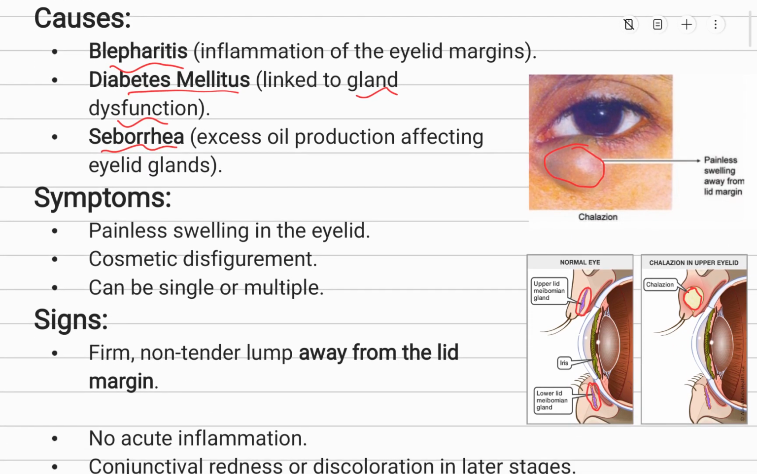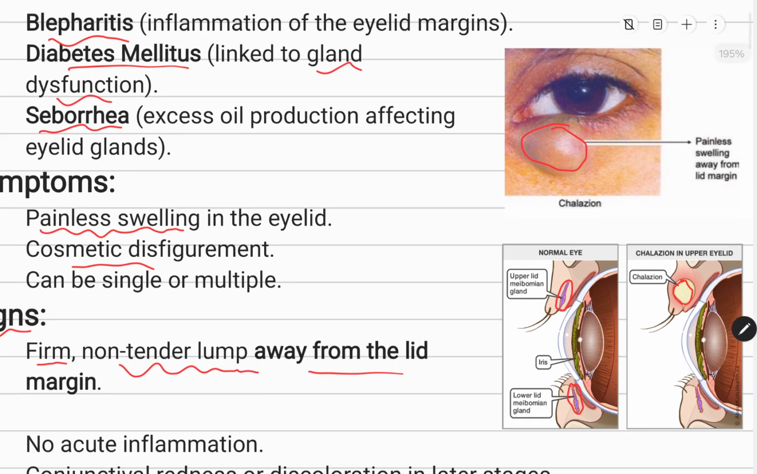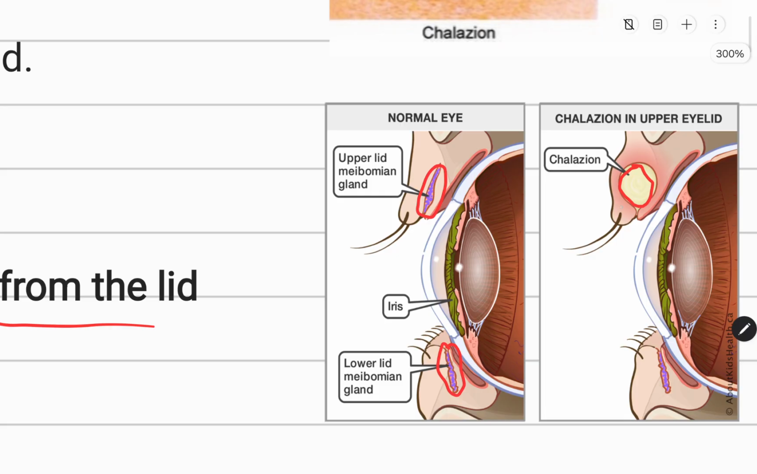So what are its symptoms? One of the main symptoms is painless swelling. Okay, then another is cosmetic dysfunction, because that thing doesn't look good. Okay, then signs. Its signs are a firm, non-tender lump away from the lid, as you can see in this picture. So this is the lid, and this lesion is present a little bit away from the lid.